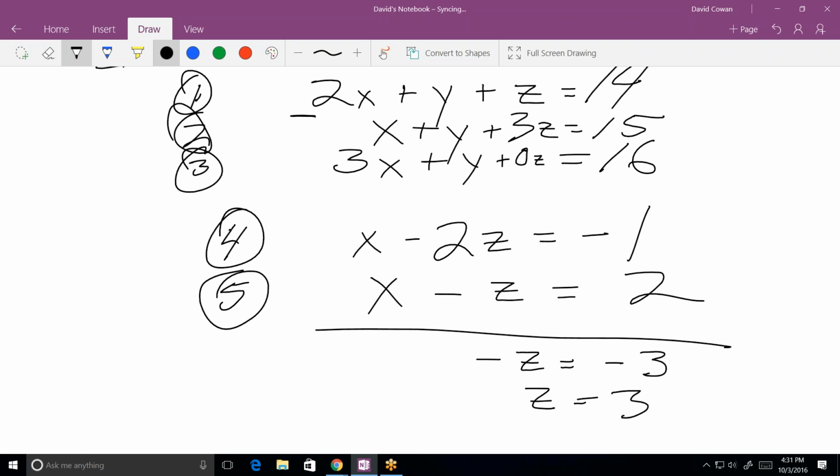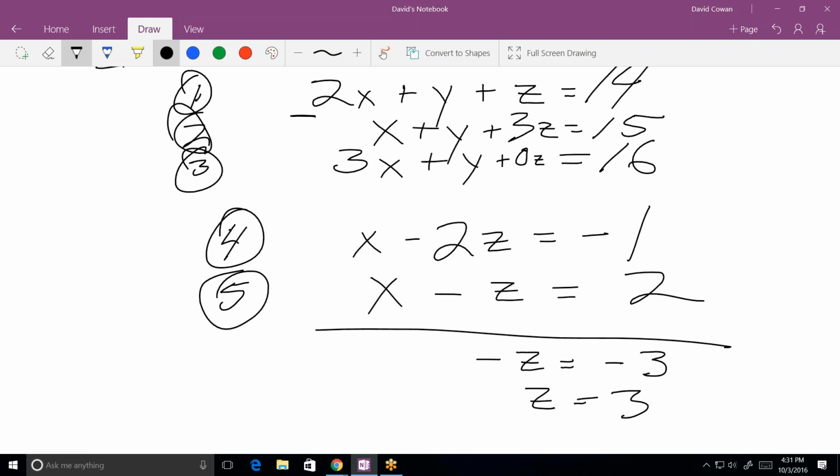Now, once you have one variable solved for, then you basically just have to go backwards. What's the next variable we can solve for? Z. I just solved. We could solve for y. Nope. It's hard to solve for y because we don't know what x is yet. Oh, right. In other words, you have to go back to either equation 4 or 5, which now that we know what z is, it's easy enough to solve for x.